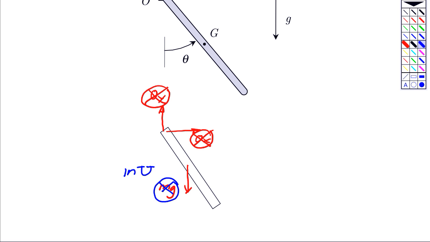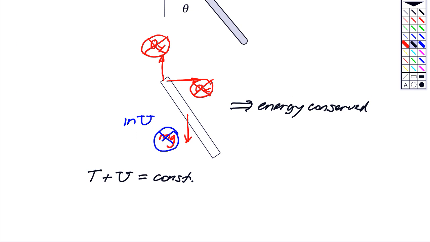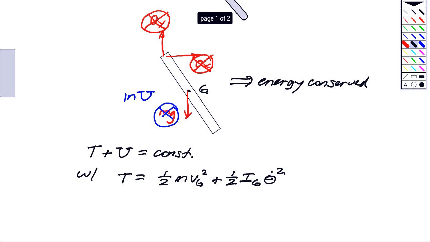So when we write down the work energy equation, what we will say is that energy, mechanical energy, is conserved. In other words, T, kinetic, plus potential U is equal to a constant. The kinetic energy for this, we could write as 1/2 m vg squared, where, as defined in the picture, g is the name given to the center of mass of the bar, plus 1/2 mass moment of inertia about g times omega squared, which in this case is theta dot squared. That's one way we could do it.